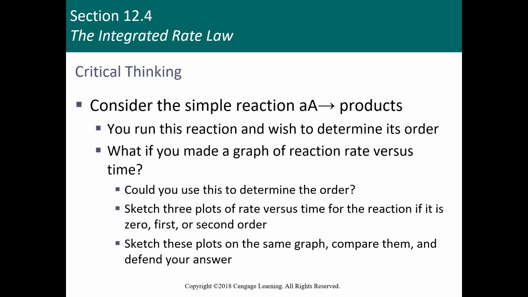So consider your simple reaction, A going to products. You run this reaction, and you wish to determine its order. What if you make a graph of reaction rate versus time? Could you use this to determine the order? Let's try sketching those three plots of rate versus time for the reaction and see whether it's zero, first, or second order. Sketch those plots on the same graph, compare them, and try to defend your answer.